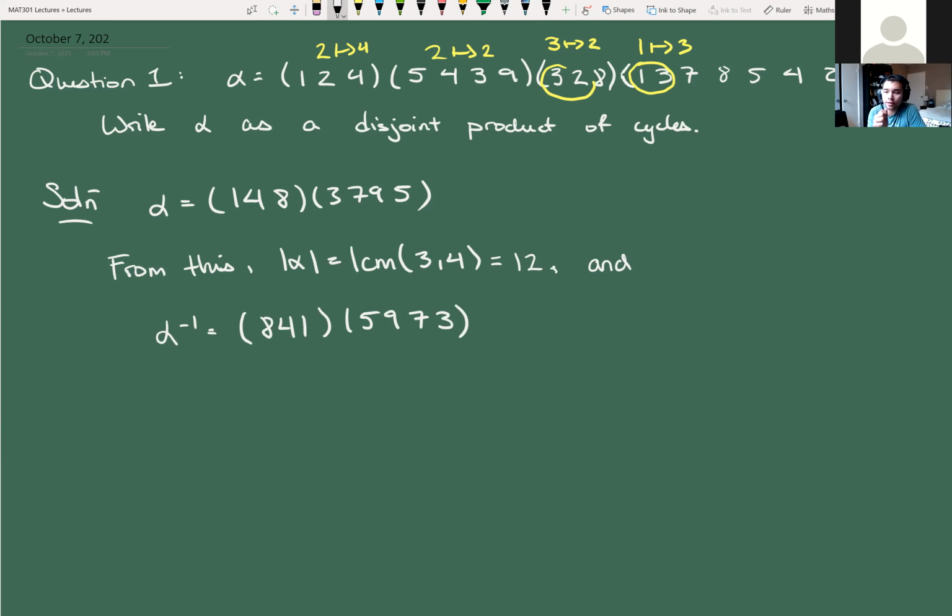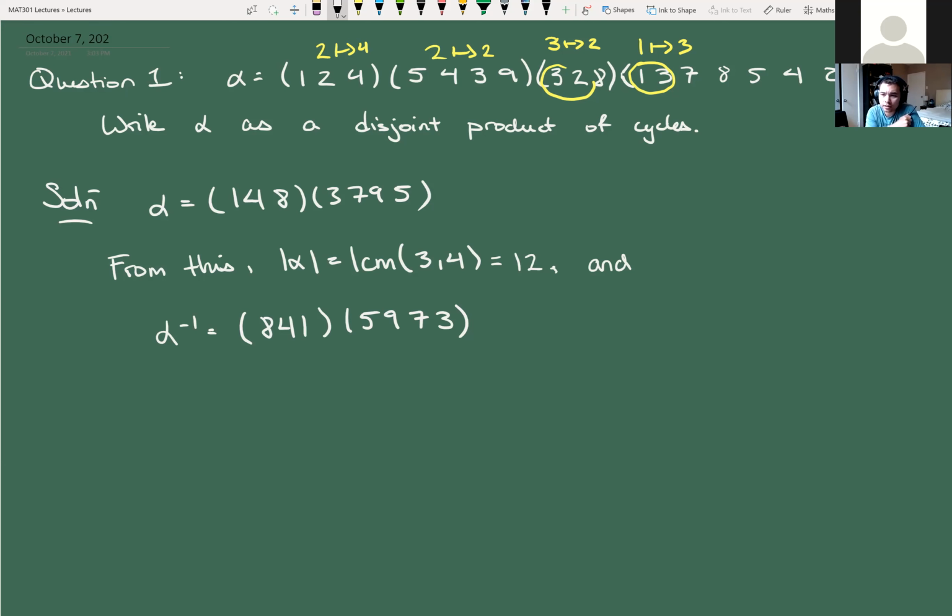If I give you a cycle, the inverse of that cycle is just to write it backwards, right? And then you might say, well, okay, but we didn't talk about what to do with 2 different cycles. How do I know that this will work? Well, remember, disjoint cycles commute, right?